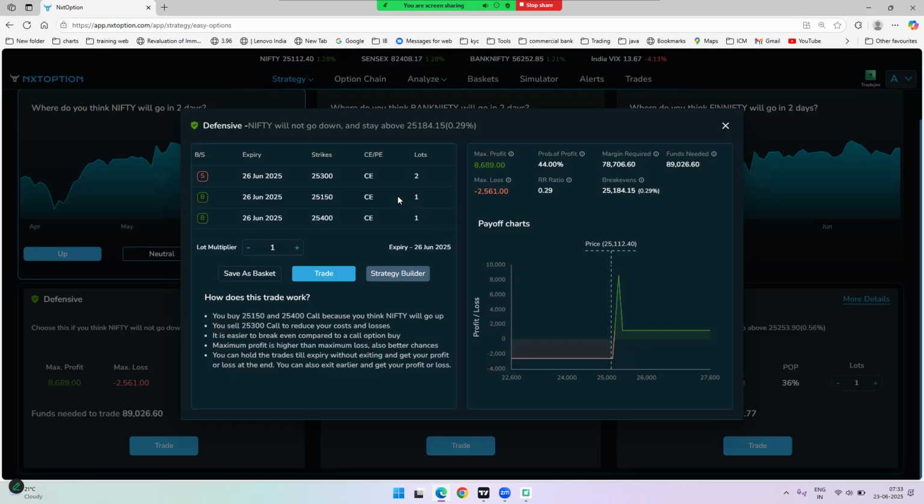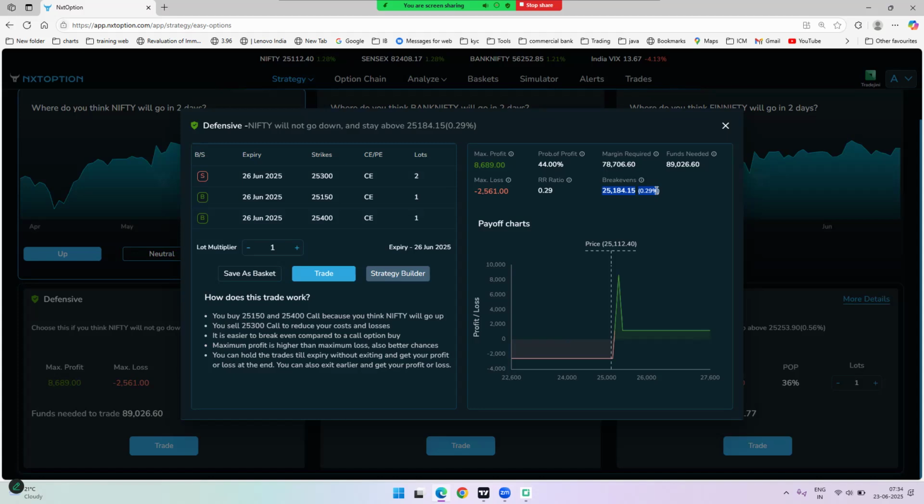So what exactly the strategy does is that you are buying the 25,150 call option, so for that you have to pay the premium. Now those premiums will be funded by the 25,300 sell. But if the market goes above 25,300, you are at a risk. So basically you buy a 25,400 call and protect it. Here you can see the max loss and max profit. The break even for me is if the Nifty breaks 25,184, I would make a profit there.